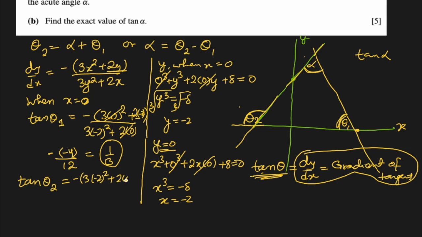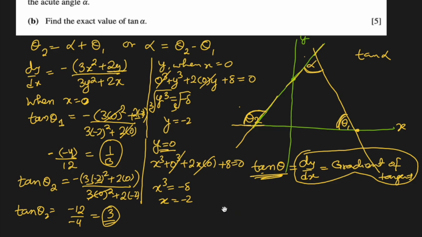plus 2y, y is 0 this time, 3 0 square plus 2 times minus 2. So what do we get? 4 times 3 is 12, minus 12 over this 0 minus 4, positive 3. Okay, so which one is bigger? Theta 2 minus theta. Yes, theta 2 is bigger because it is 3 and this is 1/3.